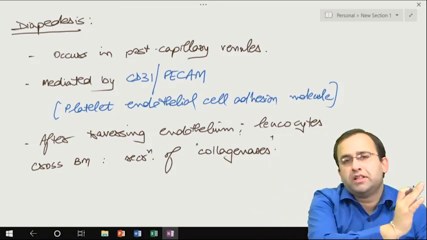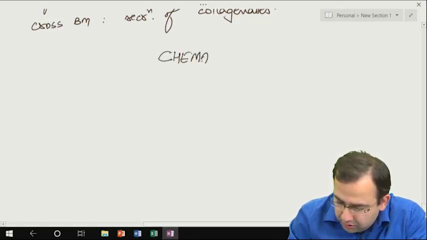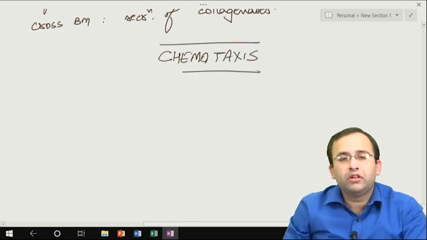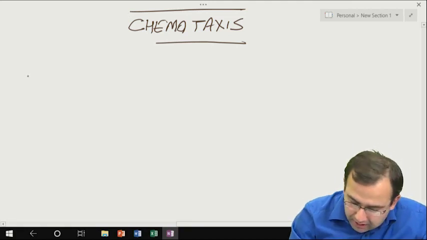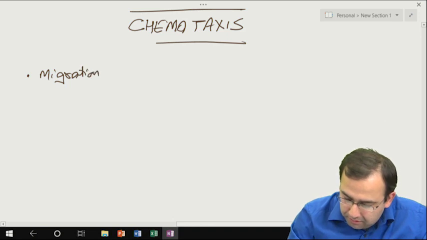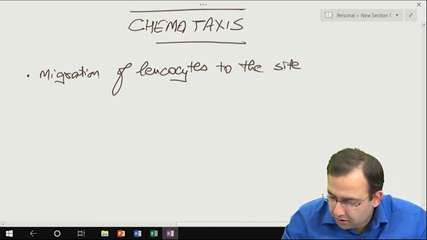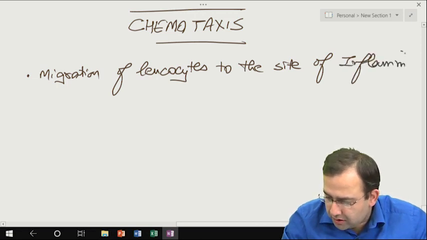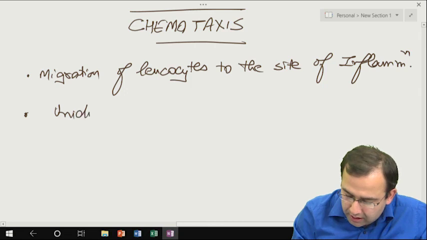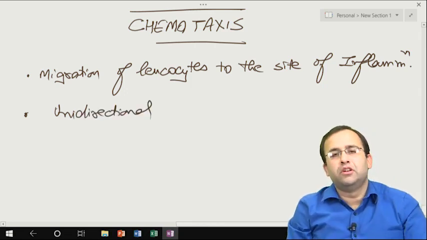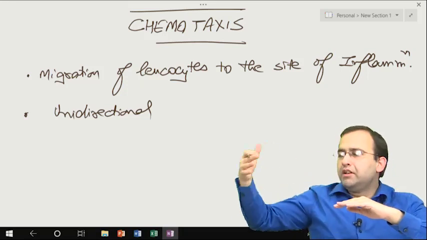After coming out of the vessel wall, they have to go to the site of inflammation, that is chemotaxis. Chemotaxis, as you already know, is migration of leukocytes to the site of inflammation. Is it unidirectional or random? Obviously, it is unidirectional in nature, because if it was random, the leukocyte would never reach the site of inflammation.